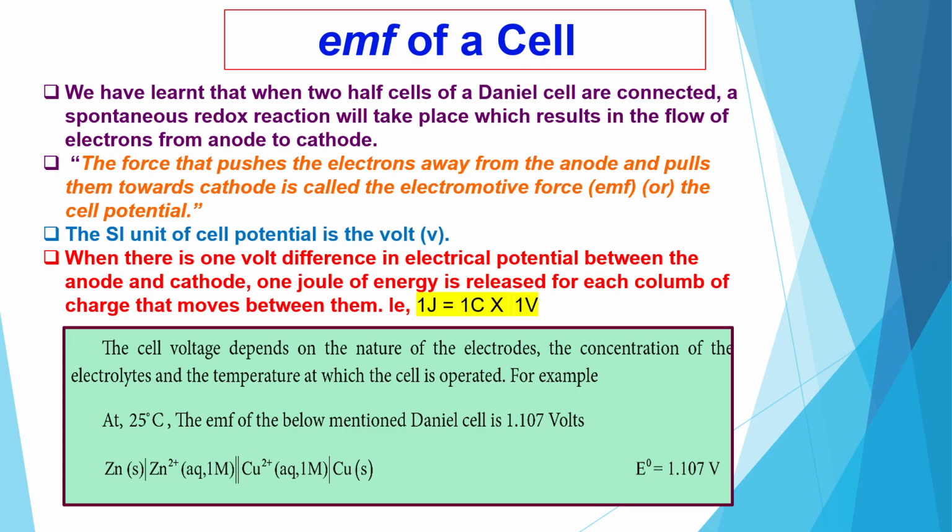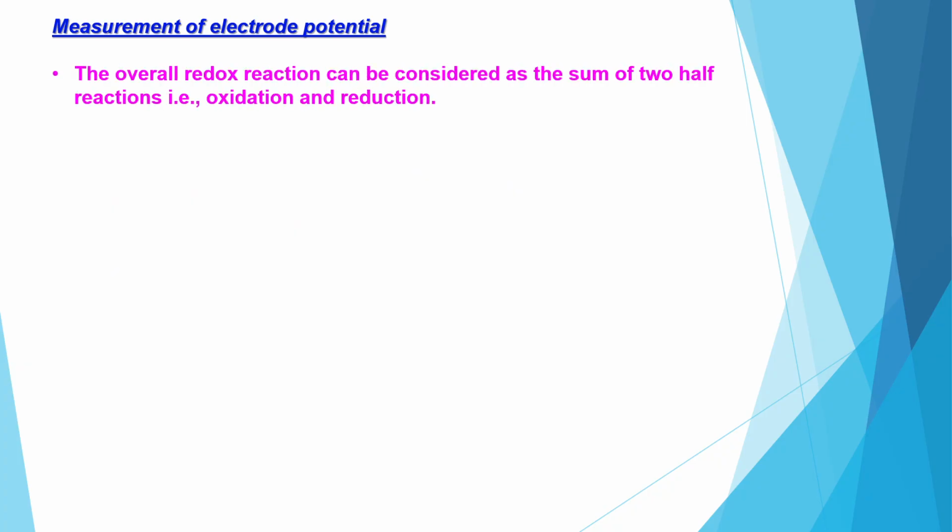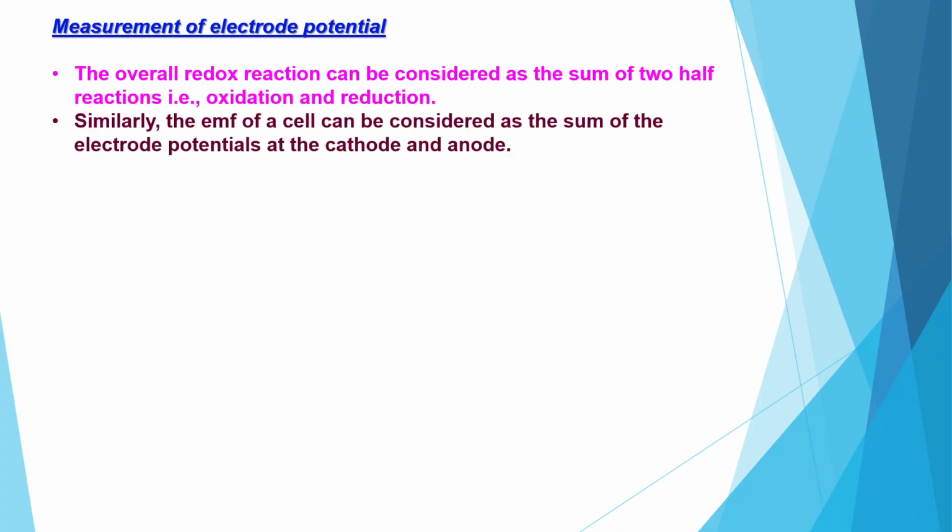Understand? For the Daniell cell, the cell voltage depends on the nature of the electrodes, the concentration of the electrolytes, and the temperature at which the cell is operated. For example, at 25 degrees centigrade or 298 K, the EMF of the Daniell cell mentioned below is near about 1.1 volt. How can we measure that electrode potential? The overall redox reaction can be considered as the sum of the two half reactions, that is oxidation and reduction.